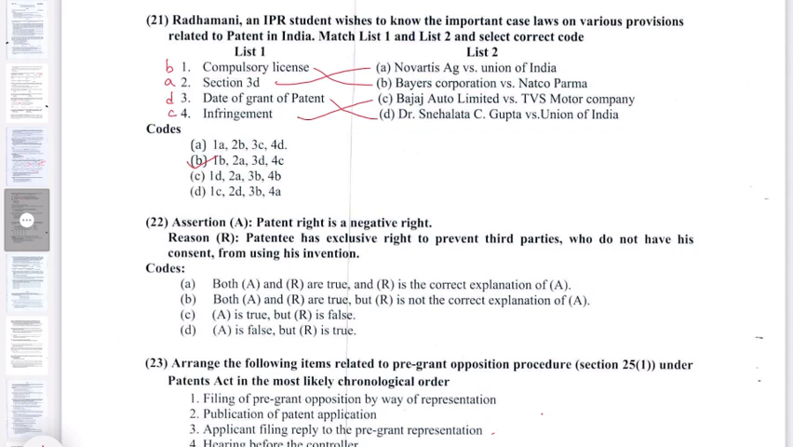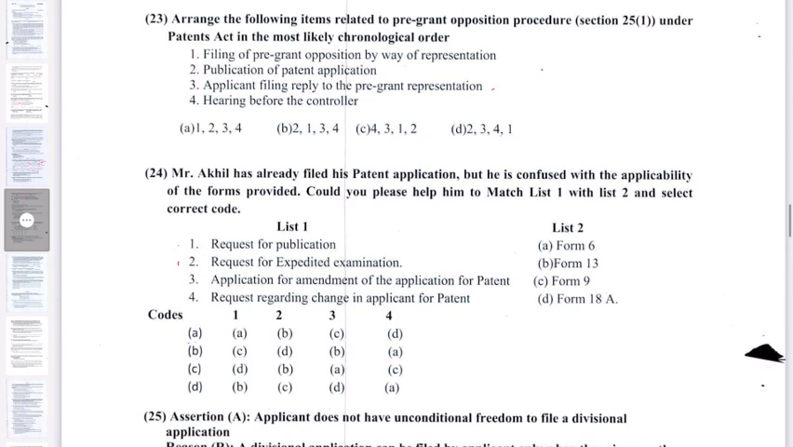Question number 23. Arrange the following items related to pre-grant opposition procedure under Patent Act in the most likely chronological order. Filing of pre-grant opposition by the way of representation, publication of patent application, applicant filing reply to the pre-grant representation, hearing before the controller. So the first option here should be publication of the patent application, followed by filing of pre-grant opposition, that is followed by the applicant filing reply to the pre-grant representation and hearing before the controller. The correct option is B.